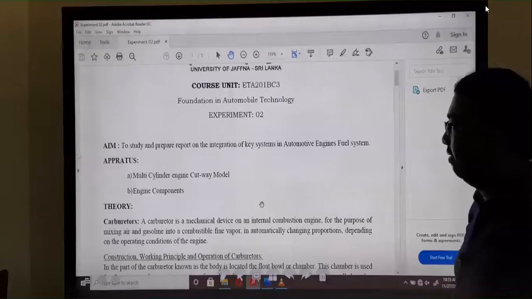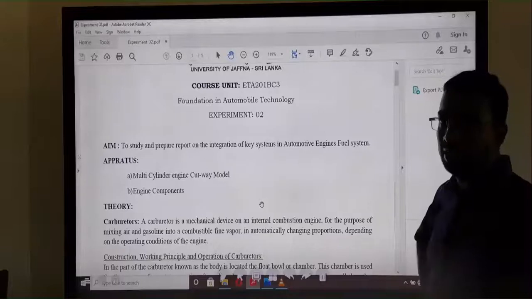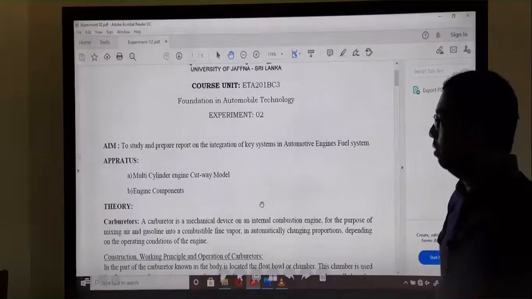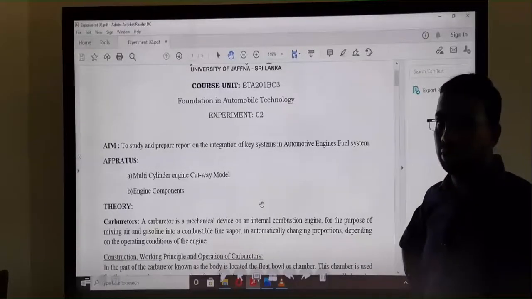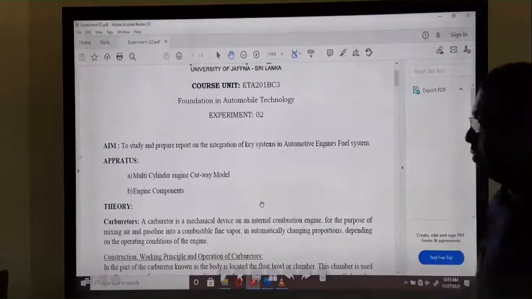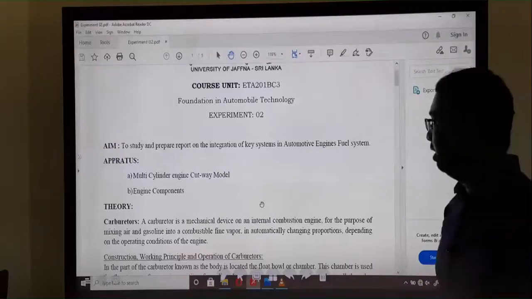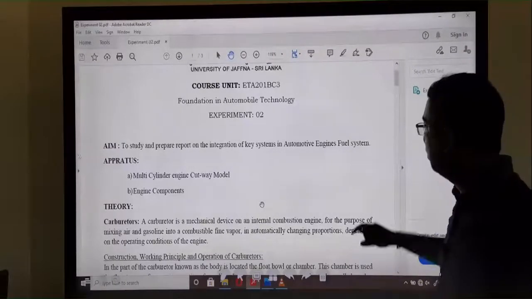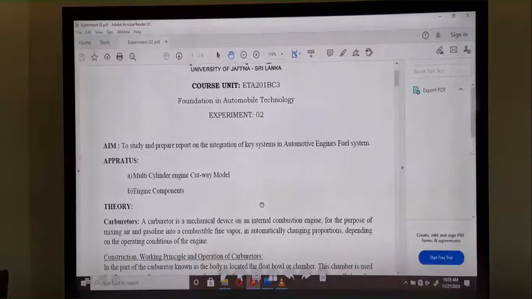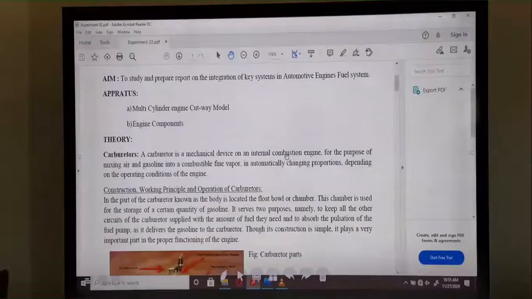In the previous class we studied automotive engines. Experiment 2 of Foundation in Automobile Technology: we study the fuel injection system of automotive engines. So this is your lab sheet.